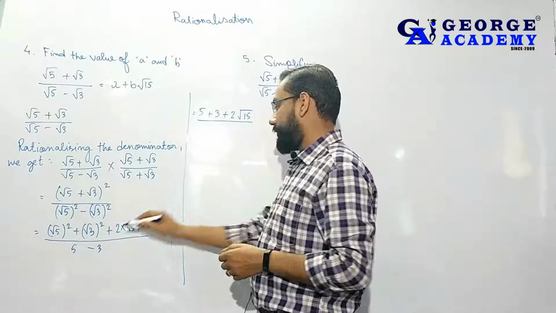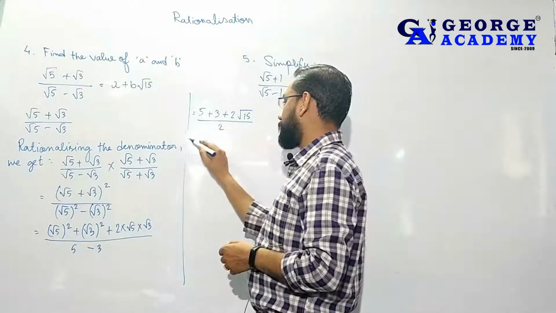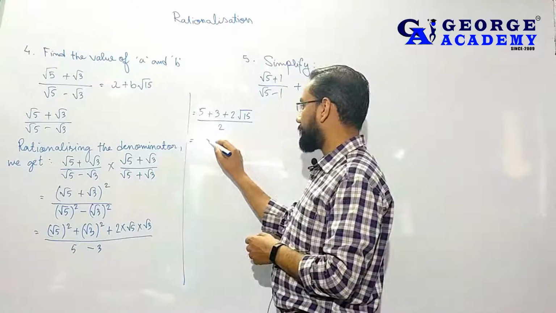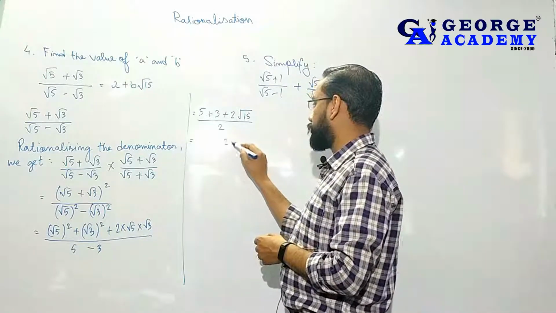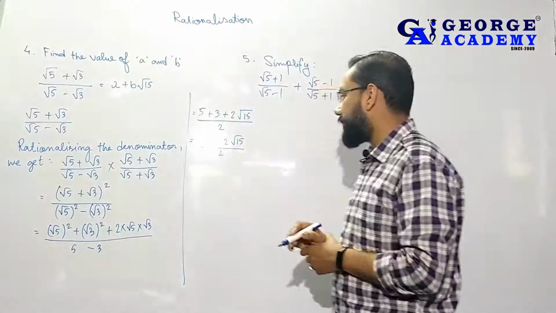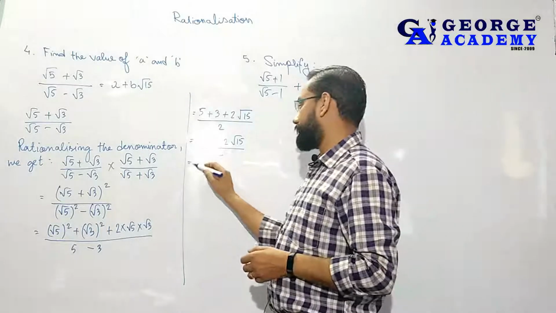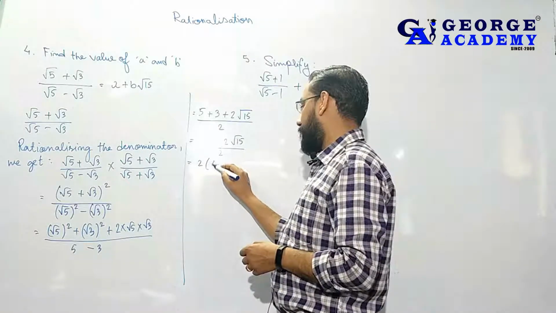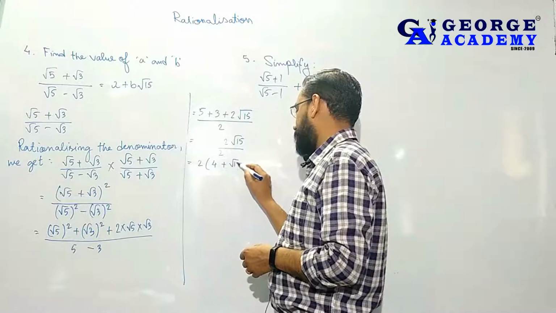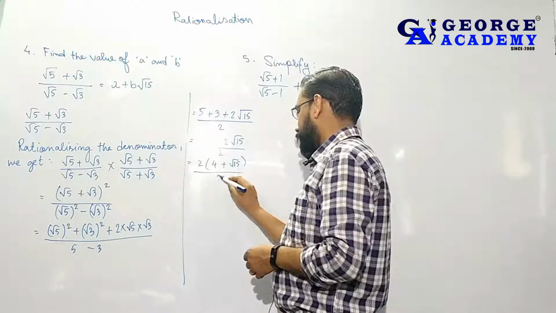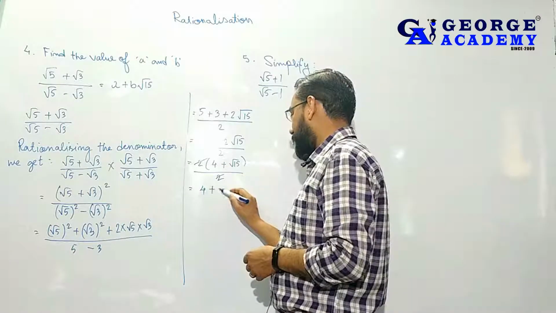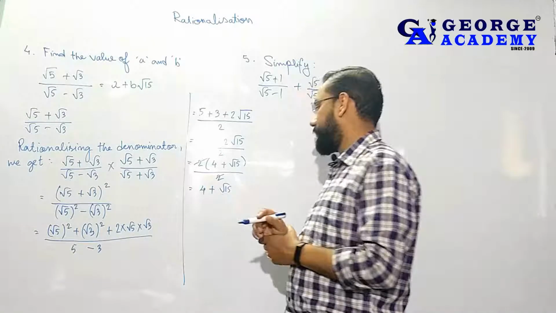This thing by 5 minus 3, which is equal to 2. That is equal to 5 plus 3 is 8, plus 2 root 15, by 2. We can take out 2 common. If we take out 2 common, inside the bracket we have to write 4 plus root over of 15, by 2. This 2 and this 2 get cancelled, so it becomes 4 plus root over of 15.